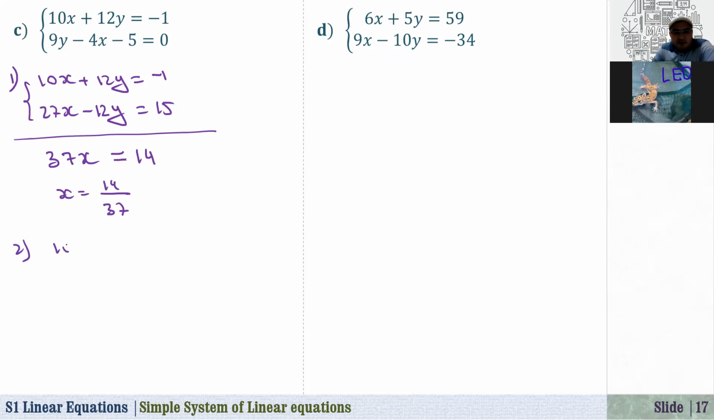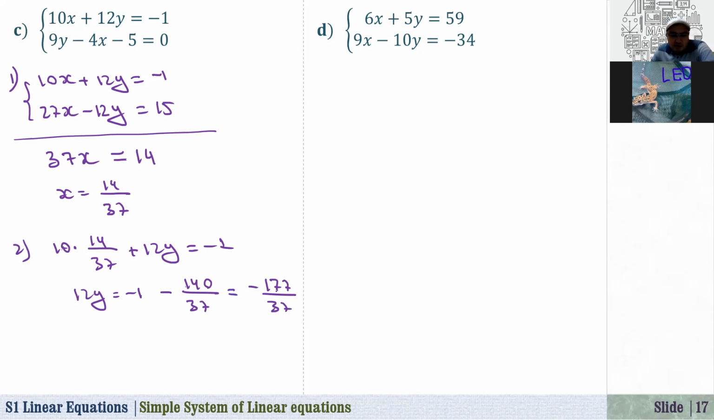So here we have 10 times x. What is x? x is 14 over 37, plus 12y. On the right-hand side, we have negative 1. Let's take this to the right-hand side. So here we have 12y equals negative 1 minus 10 times 14, 140 over 37, which is equal to minus 177 over 37. Now 177, is it divisible by 3? It is 3, 8, 15. Okay, this is divisible by 3.